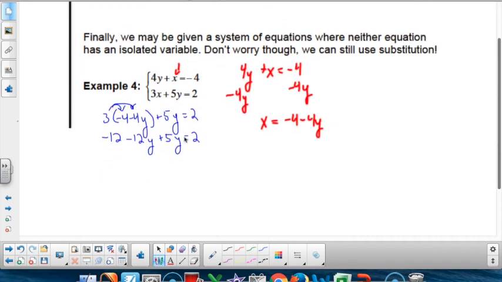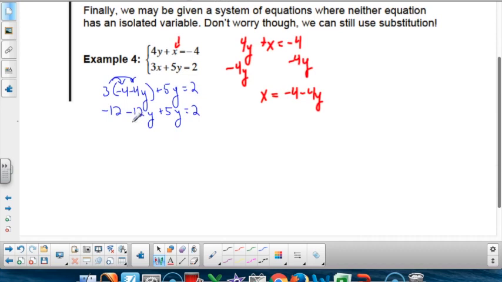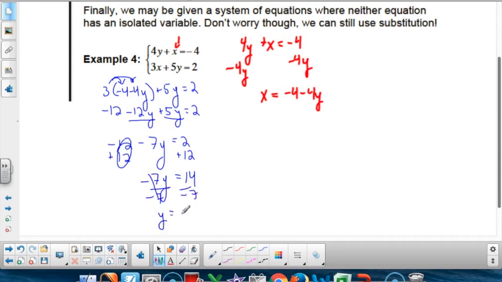All right, now I'm ready to start combining like terms. I've got a like term here and here. Negative 12y plus 5y is negative 7y. This negative 12 is still there and my 2 is still there. So I'm going to add 12. Got to deal with that constant first if possible. That goes to 0 and leaves me with negative 7y equals 14. And then I divide by negative 7. 14 divided by negative 7 is negative 2. So my y value is negative 2.